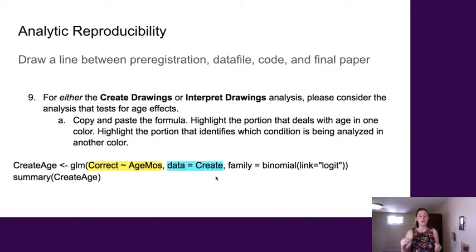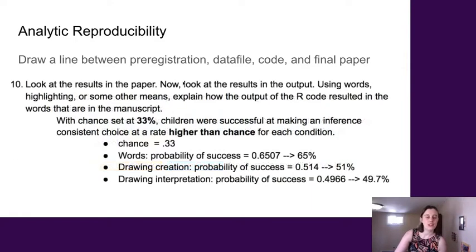All right, so here, in order to solve this, they had to read the paper, then they had to go through our markdown code and identify which ones are likely to be related to the analyses that are presented in the paper. Next question, look at the results in the paper. Now look at the results in the RMarkdown output.